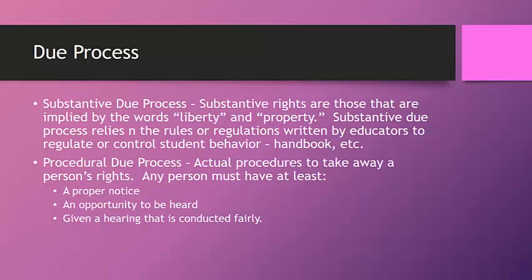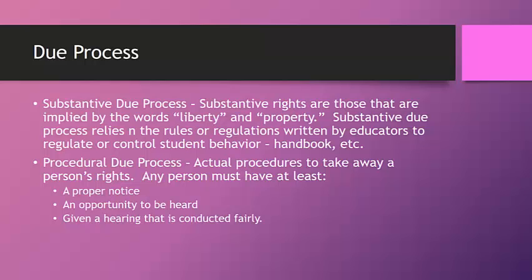So keep in mind what we have said. The courts have ruled that obtaining an education is a liberty or property interest. And in order to take that away, you have to follow due process. That's what the Constitution says. So substantive due process then. Substantive rights are those that are implied by the words liberty and property.